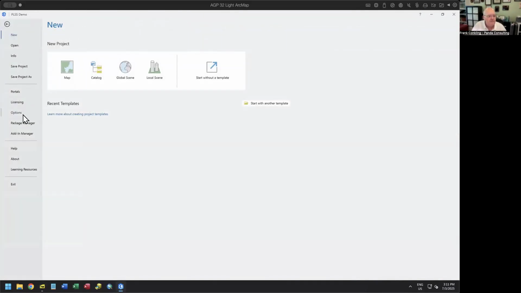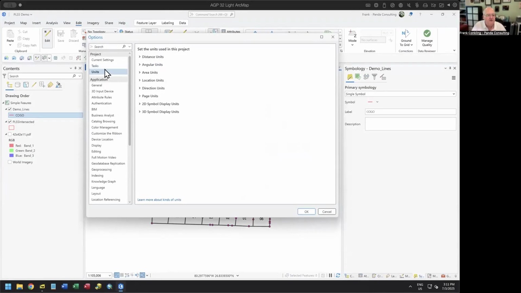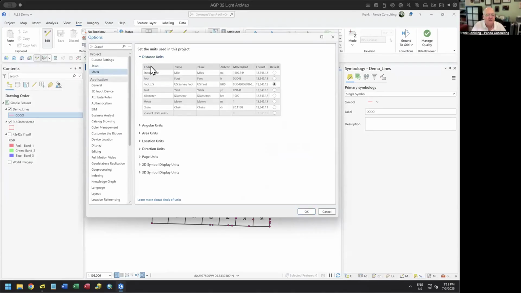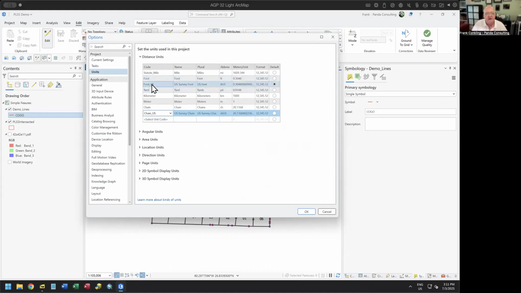If I look over at the options and I look at units and I go to distance, I can see that my chain is 20.1168. If I go to my US chain here, it's extended a little bit further. I suspect it's the difference between the international foot and the survey foot. So they make the equivalency that way is what I suspect it is.